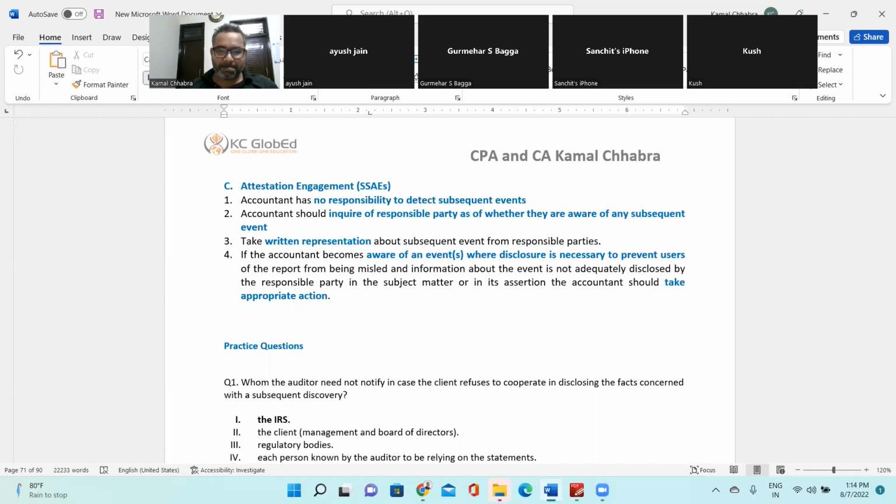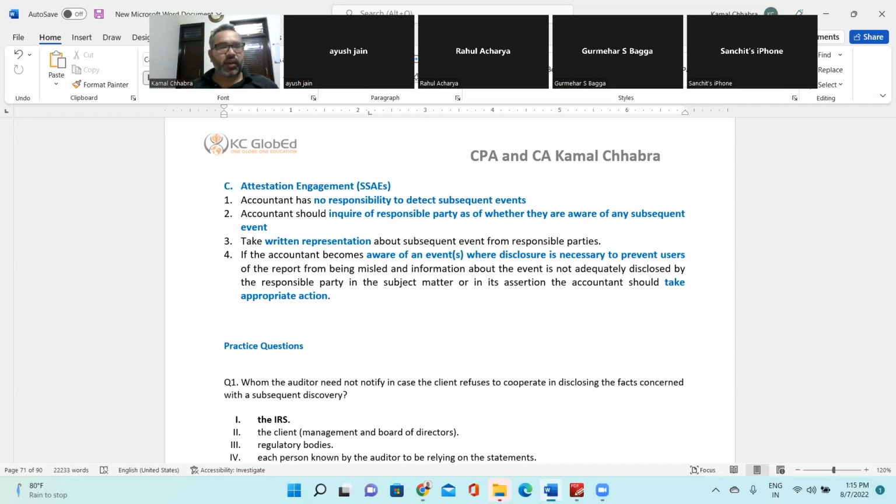Examination, review, and agreed upon procedures. Right. So in an attestation engagement, the accountant has no responsibility to detect subsequent events. Right here, you have been given specific facts. You need to examine this assertion.